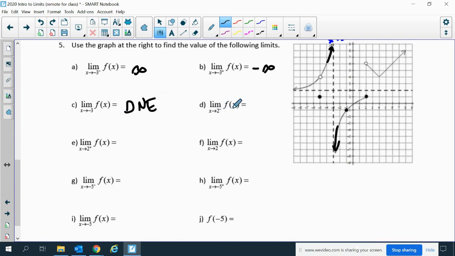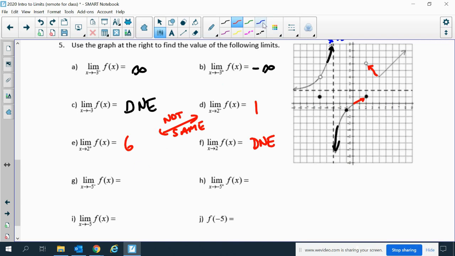Limit as x approaches 2 from the left. So 2 from the left, looks like that's 1. The limit as x approaches 2 from the right, looks like that's 6. Therefore, the limit does not exist at 2 because these two things are not the same.